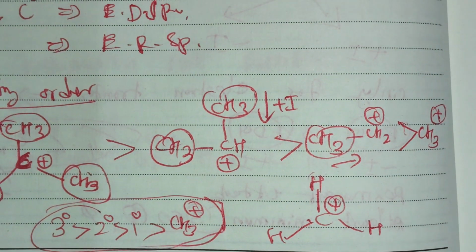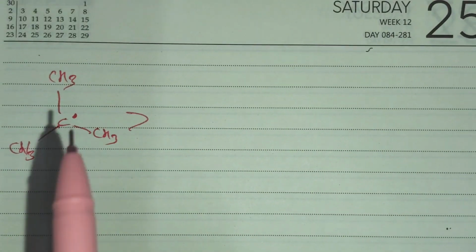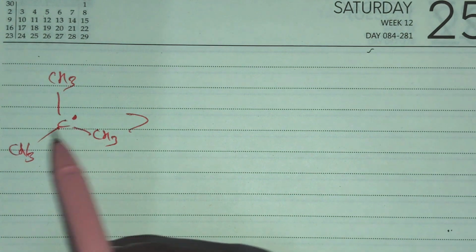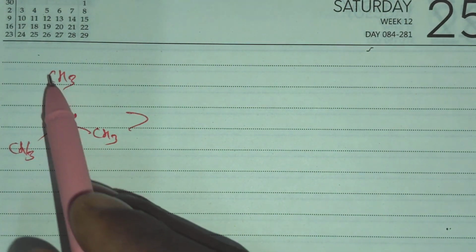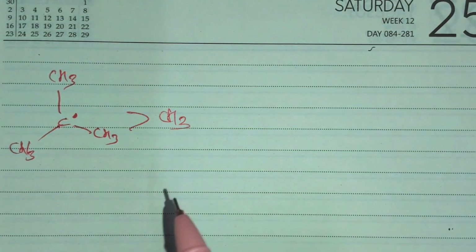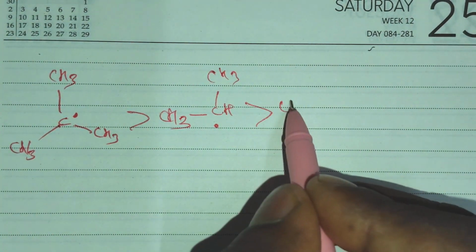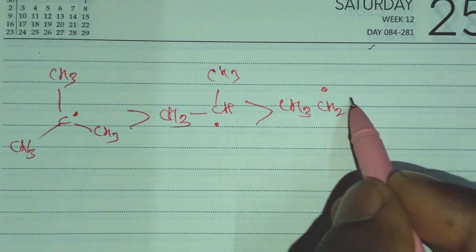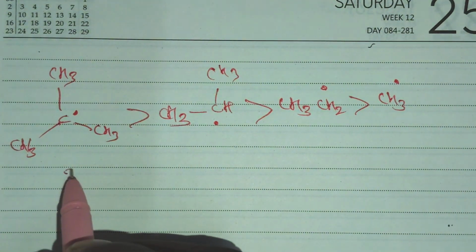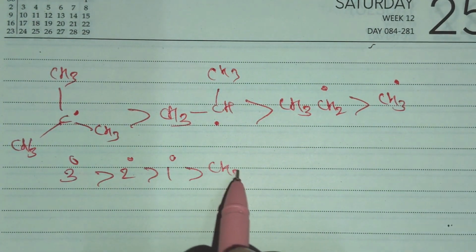Okay, this is also very important in the case of free radicals. See, a free radical is also an electron deficient species. The carbon is substituted with three methyl groups in the tertiary case, and the second category is CH3, CH dot, CH3. This is a secondary free radical, and the primary free radical is CH3, CH2 dot, and then the methyl free radical. So the order is tertiary, secondary, primary, and the methyl free radical is much less stable.